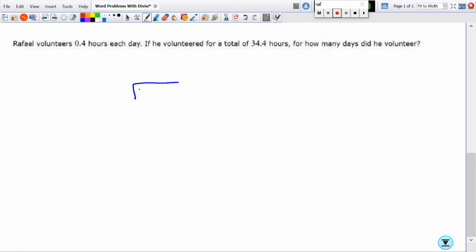So the total is 34.4. And we're dividing that by 0.4. So I need to move the decimal to the end and call it a 4. And since I moved one number to the right, you're going to move one number to the right inside, and this is just going to be 344. We don't have a decimal right now. We might have to add more later.